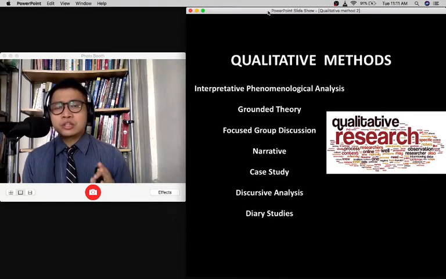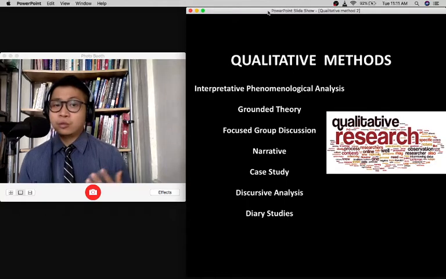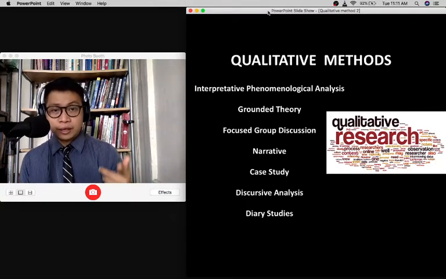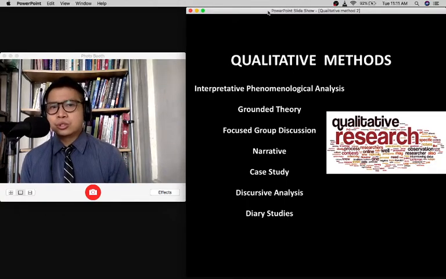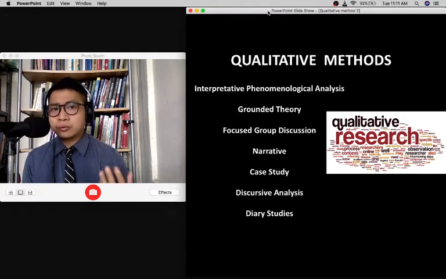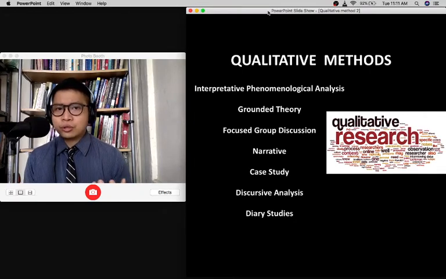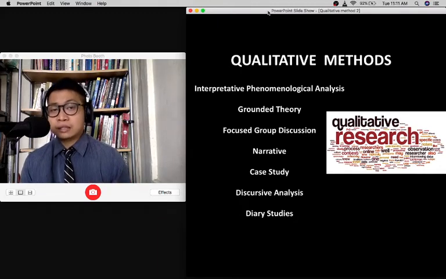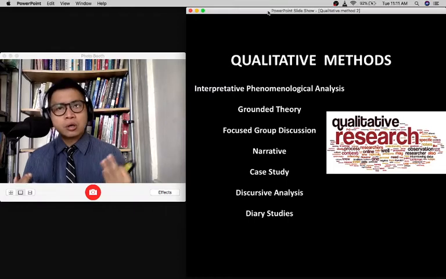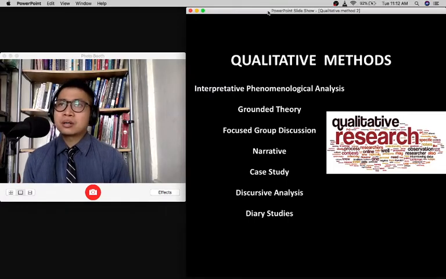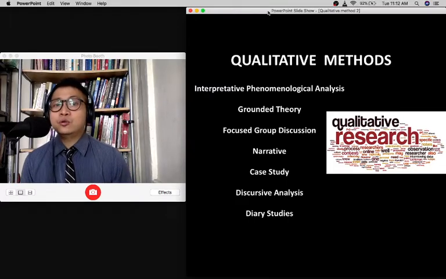I think it will just all depend on how you are going to do the interview, because the interview will be done in different ways depending on which of the following are you going to use. So iba yung pag-i-interview kapag nag-grounded theory ka, iba yung pag-i-interview kapag nag-FGD ka, iba rin yung pag-i-interview kapag nagna-narrative ka. But again, in essence, all of these methods, except for discursive analysis and diary studies, all of these methods require the researcher to have good interviewing skills.